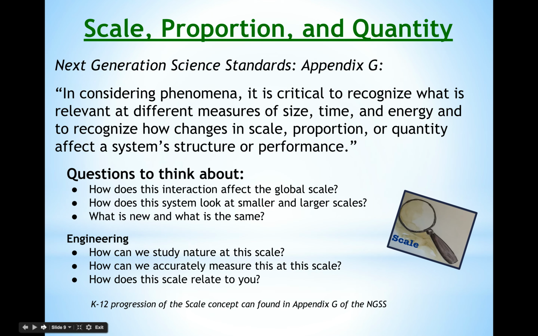The next concept is scale, proportion, and quantity. Scale, proportion, and quantity help us understand how nature is different when we study the very large and the very small. Some questions to think about when focusing on this concept: how does this interaction affect the global scale? How does this system look at smaller and larger scales? And what is new and what is the same?